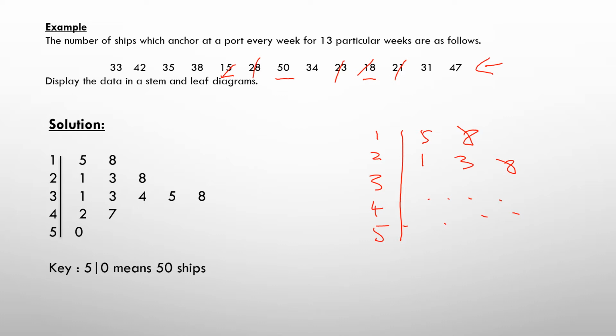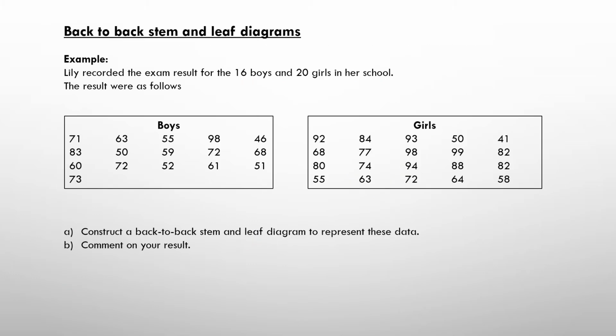You have to list out 1, 2, 3, 4, 5, but let's say in the data there's no 30. You still have to write the stem, the 3 stem. Because if you skip this step, like let's say you just write 1, 2, 4, 5, that's the wrong answer. You still have to list out the stem even if there's no data. And the key: 5|0 means 50 ships.